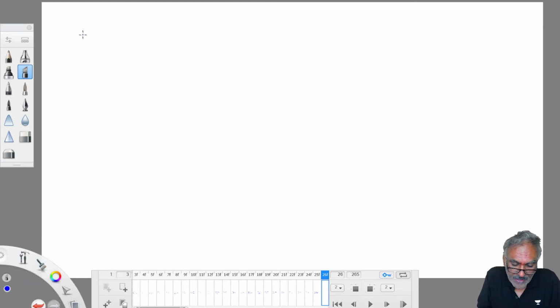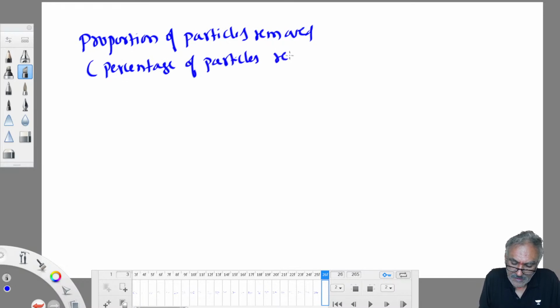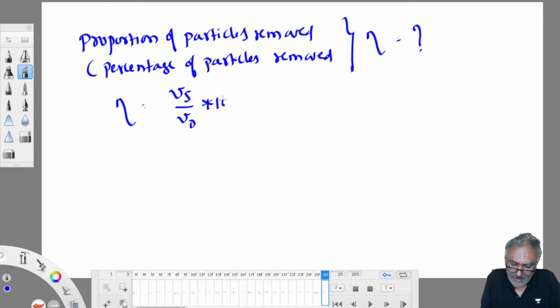So the proportion of particles removed is nothing but the percentage of particles removed, nothing but efficiency. This is what the answer is. We know that efficiency is equal to the settling velocity of the particle, Vs, divided by V naught, into 100.